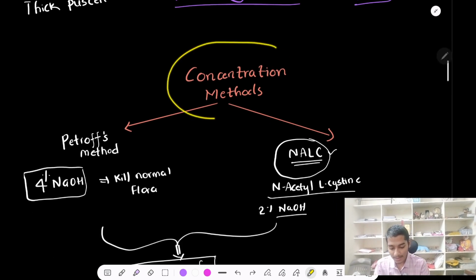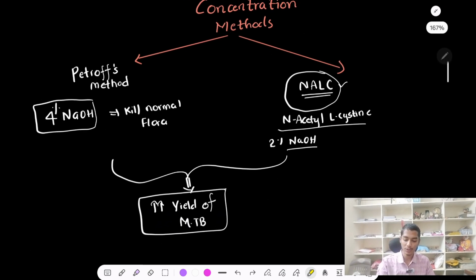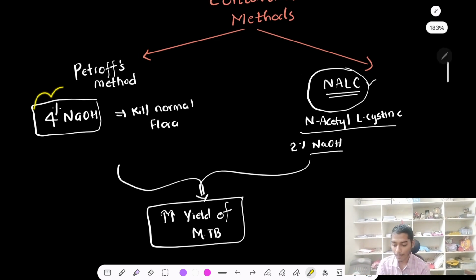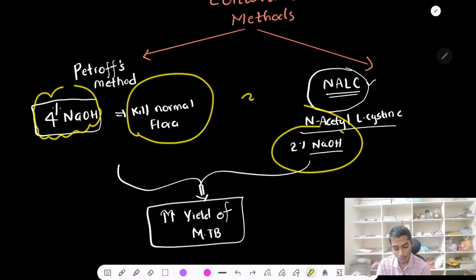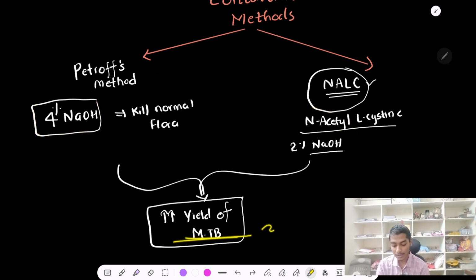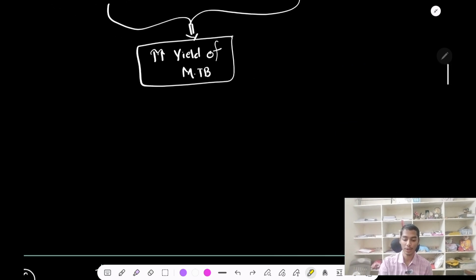For the concentration, we have 2 different methods. As you can see, we have Petroff's or modified Petroff's method, as well as the N-acetyl-L-cysteine method. In Petroff's method, we use 4% NaOH, which is used to kill the normal flora. Here we use 2% NaOH, and this is to increase the yield of Mycobacterium tuberculosis.